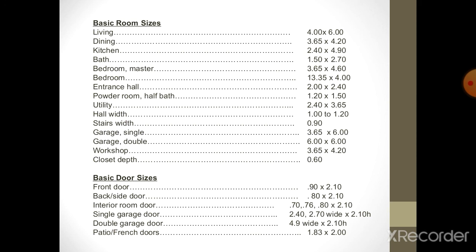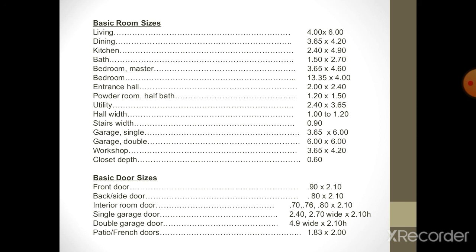Alright, so we have here basic room sizes and door sizes. Ang kanyang measurement is already converted into the metric system. Kasi ito kanina, naka-convert into inches. So that's why, dahil mas prefer natin yung metric system, we have converted it into metric. Mas madali kasi siyang i-apply. Anyway, we have here some of the basic room sizes: living, dining, kitchen, bath, bedroom para sa masters, and then of course bedroom, yung usual bedroom natin. And then entrance hall, powder room, a half bath, utility hall with stairs with garage.